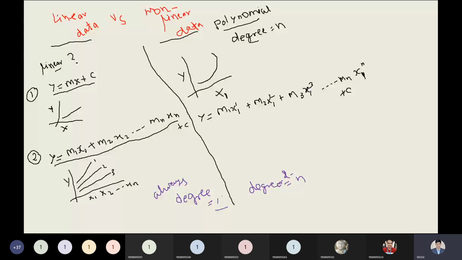Now, is it clear to all right now? This is the biggest difference. Yes, sir. Yes, it's clear. Yes, sir. And yes, this is my point.